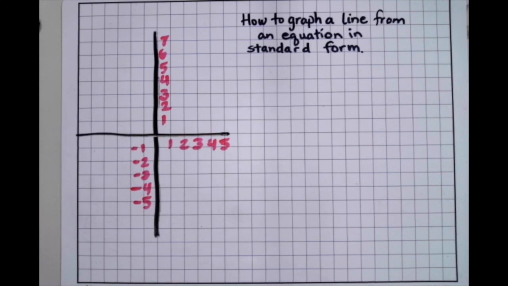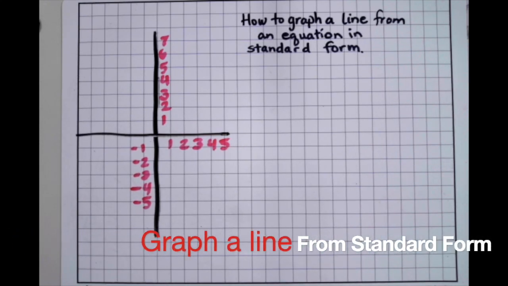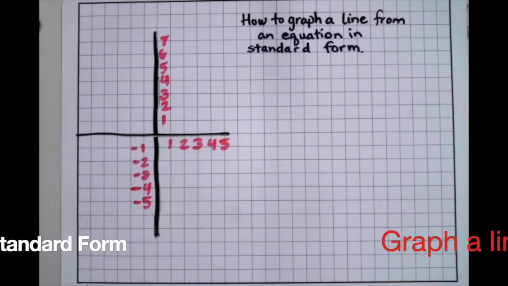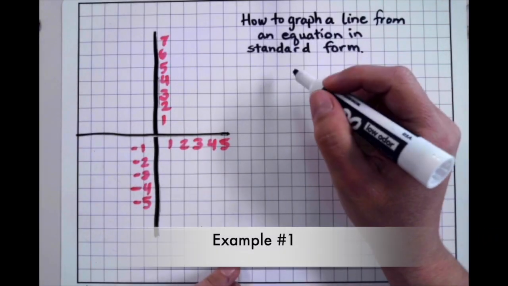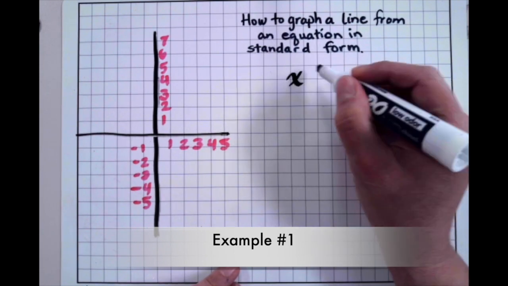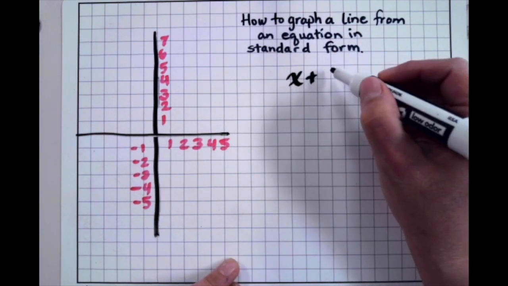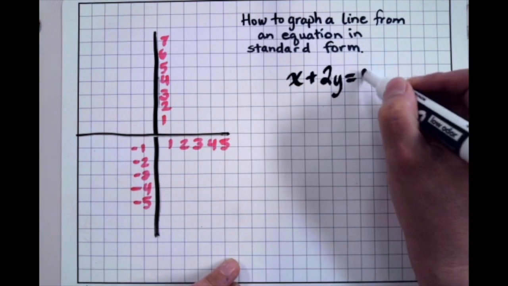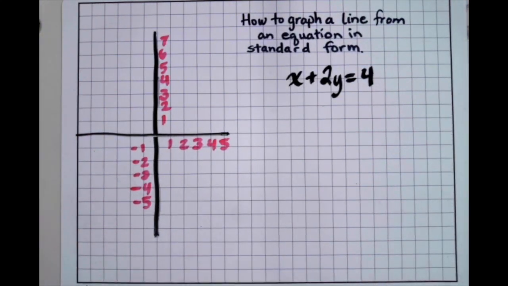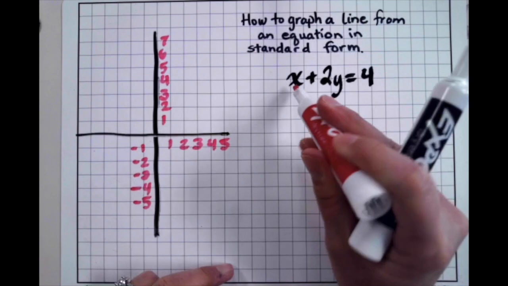This is how to graph a line from an equation that is in standard form. Standard form, here's an example, would be written like this: x plus 2y equals 4, where the x and y are both on the same side of the equal sign, right here.